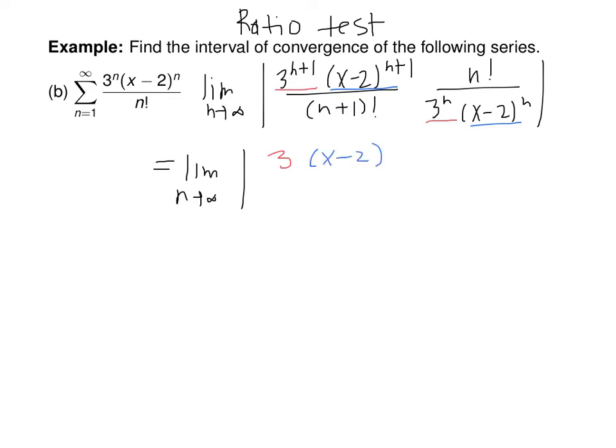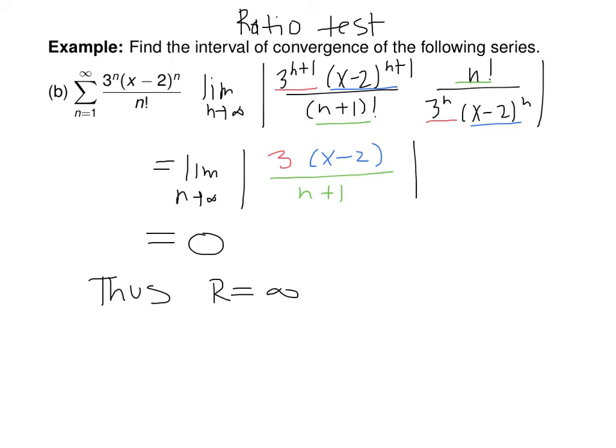And then n factorial over n plus 1 factorial is going to leave us with an n plus 1 factorial in the bottom. And that limit is actually going to equal 0, no matter what x is. So that tells us that my radius of convergence r is infinite, since this works for any x, and the interval of convergence is negative infinity to infinity.